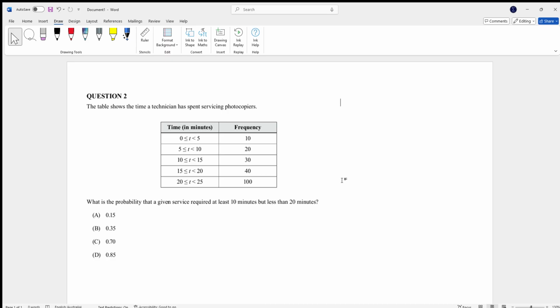In today's video we're going to be taking a look at 2021's external exam for the QCAA syllabus Math Methods, and we're going to be going through question 2 today.